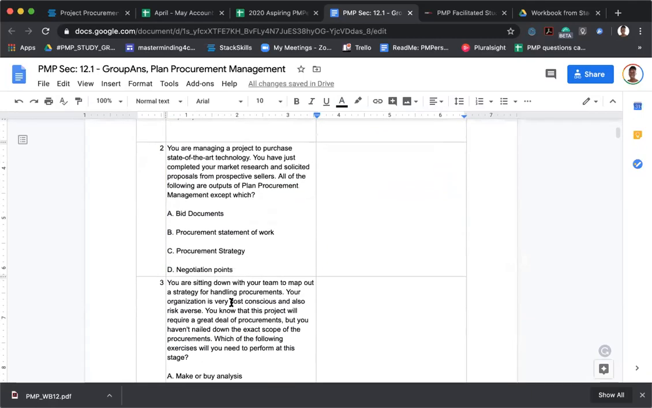You're managing a project to purchase state-of-the-art technology. You have just completed your market research and solicited proposals from prospective sellers. All of the following are outputs of the plan procurement management, except which: A, bid documents; B, procurement statement of work; C, procurement strategy; D, negotiation points.